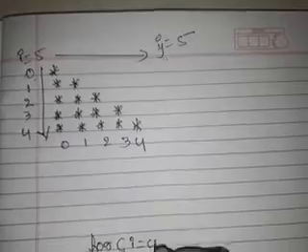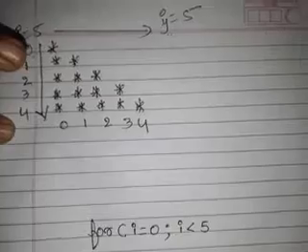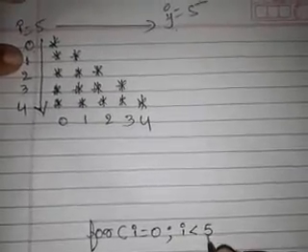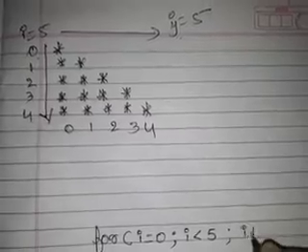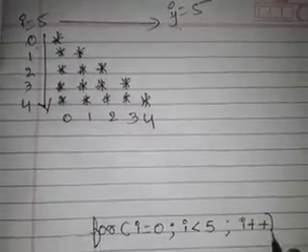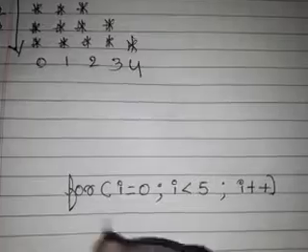See, i is equal to 0, i less than 5. Let me tell why I have taken i less than 5. 0, 1, 2, 3, 4. You agree that all these values are less than 5? That's why I have taken less than 5. Every time I need to increase the row number. That's why I have taken i plus plus.